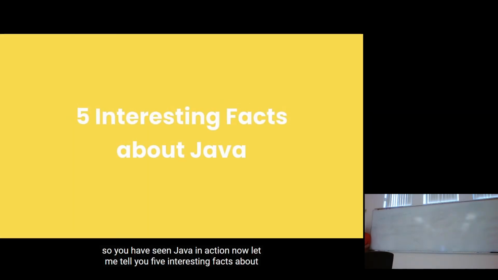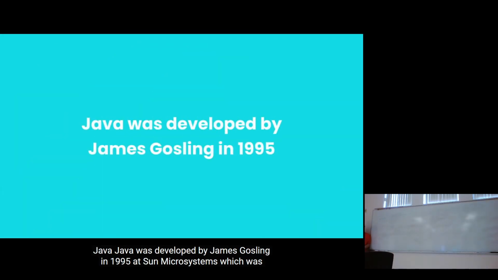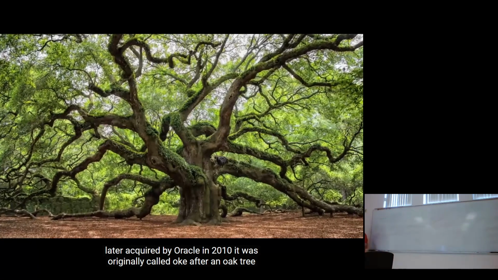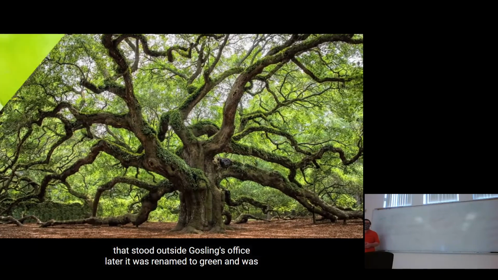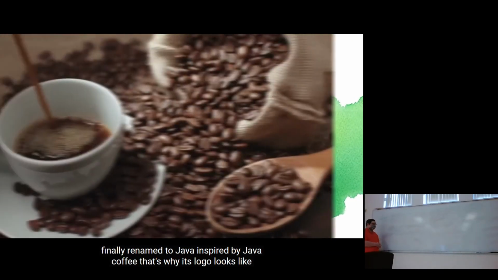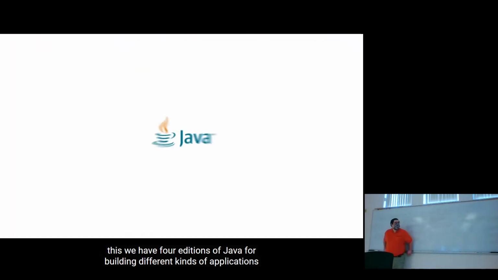So you have seen Java in action. Now let me tell you 5 interesting facts about Java. Java was developed by James Gosling in 1995 at Sun Microsystems, which was later acquired by Oracle in 2010. It was originally called Oak after an oak tree that stood outside Gosling's office. Later it was renamed to Green and was finally renamed to Java, inspired by Java coffee. That's why its logo looks like this.